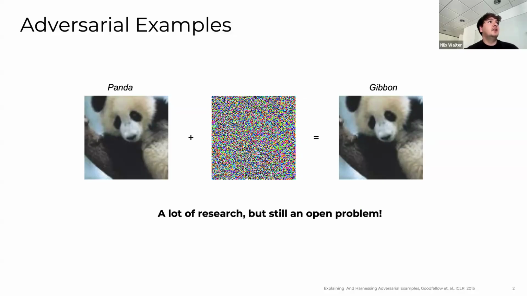Now, there has been a lot of research in that direction, but it is still an open problem how we can fix this. And our idea was, because flatness has been shown to be quite useful for generalization, can it also help to analyze whether we can solve adversarial robustness?